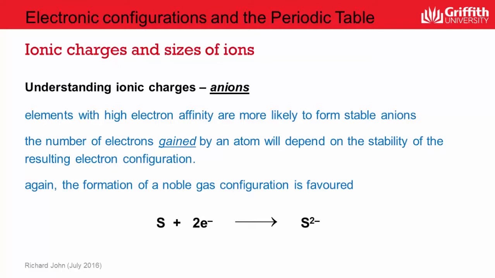So sulfur will gain 2 electrons because by gaining 2 it will be transformed from a valence shell electron configuration that has 6 electrons, 3s2 3p4, to a valence shell electron configuration that has 8 electrons and 2 full subshells, the neon core 3s2 3p6, and we know that that electron configuration is actually the electron configuration for argon, which we know is stable.